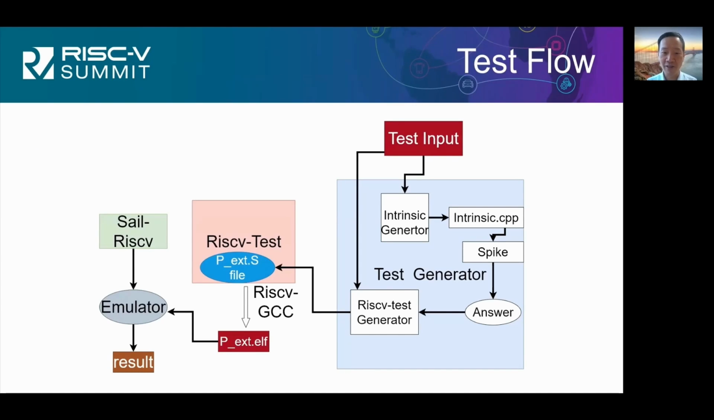So this is the flow of our instruction level test case. So we generate random test input, and then we feed that input into Spike, and then get the result from Spike. And then we generate RISC-V test cases. After that, we compile it into the RVP binary, and then send that to the CL emulator, and then compare the result of the CL emulator with the result from Spike.